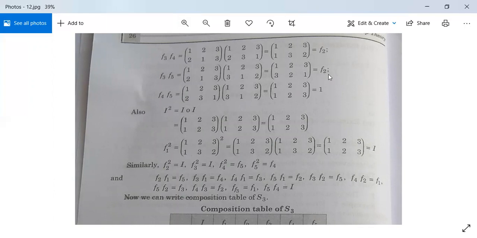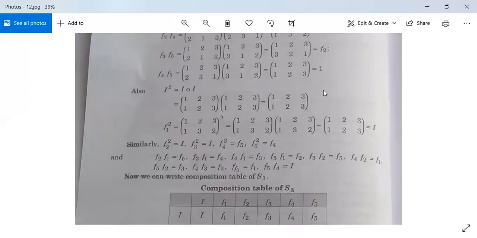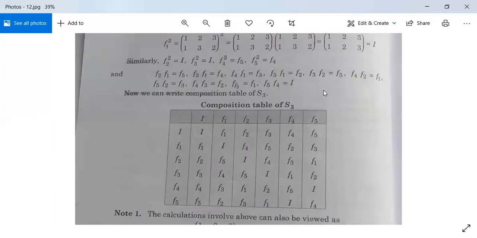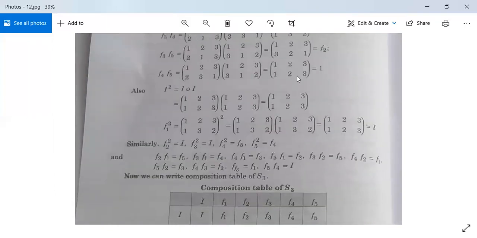Similarly, F3 F5 is F2. F4 F5 is F1. F4 F5 is I. This is your identity mapping I. Also, I square is I composition I, so it is I.